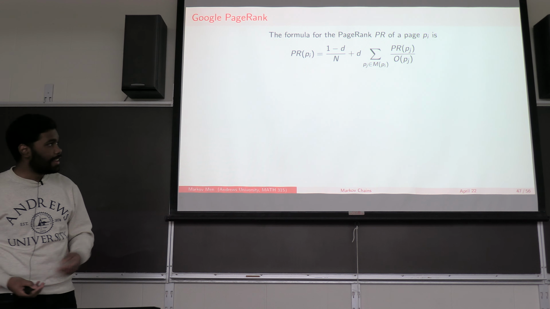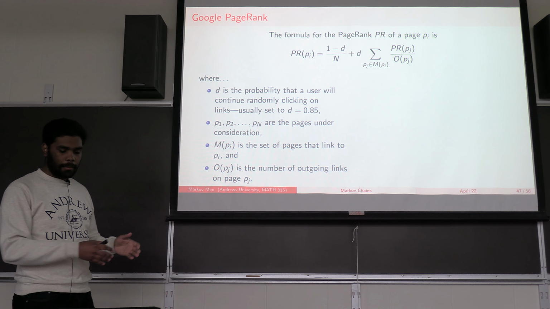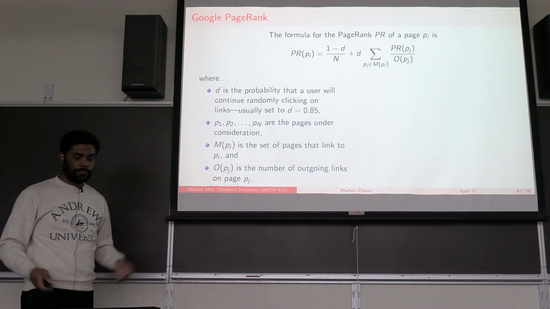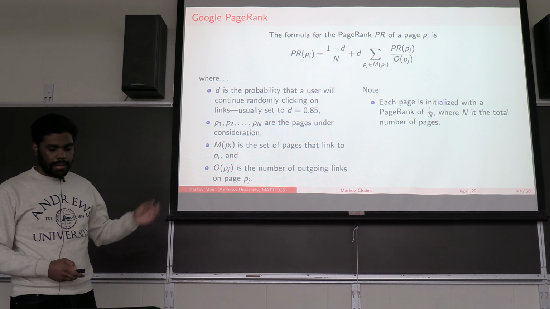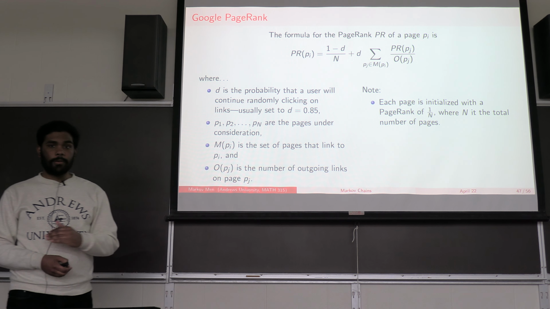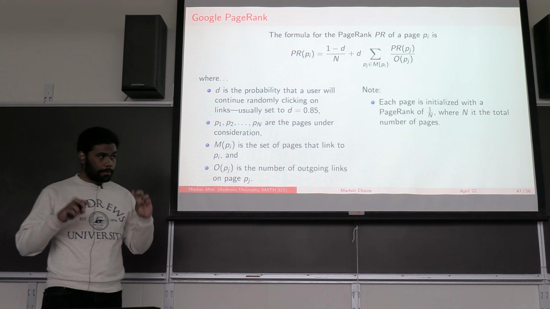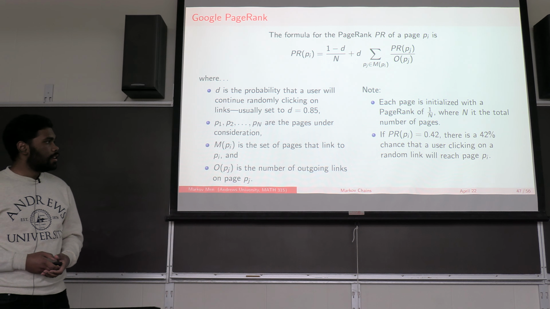M of Pi is the set of all pages that link to Pi, that point to Pi. And O of Pj is the number of outgoing links on page Pj, that is, the number of links that point out to some other website. Note that each page is initialized with a PageRank of 1 over n, where n is the total number of pages. We do that so that every page gets a fair chance of being the most popular, or going to the top.